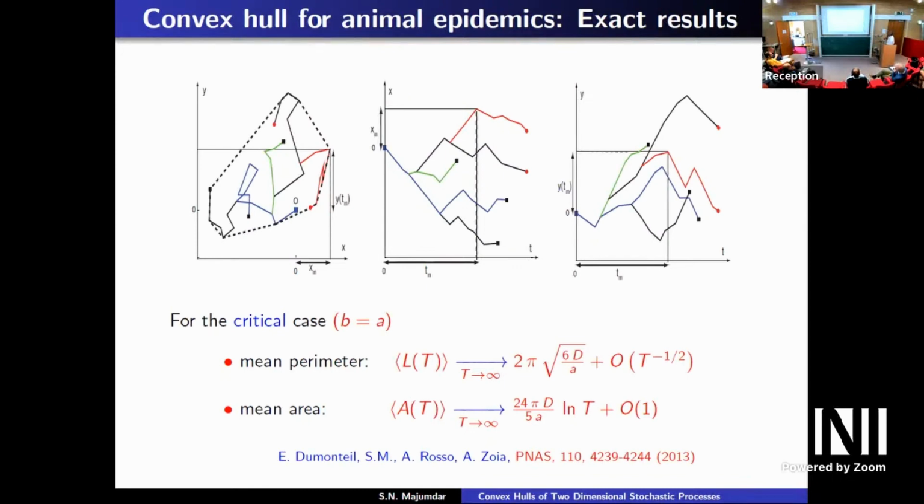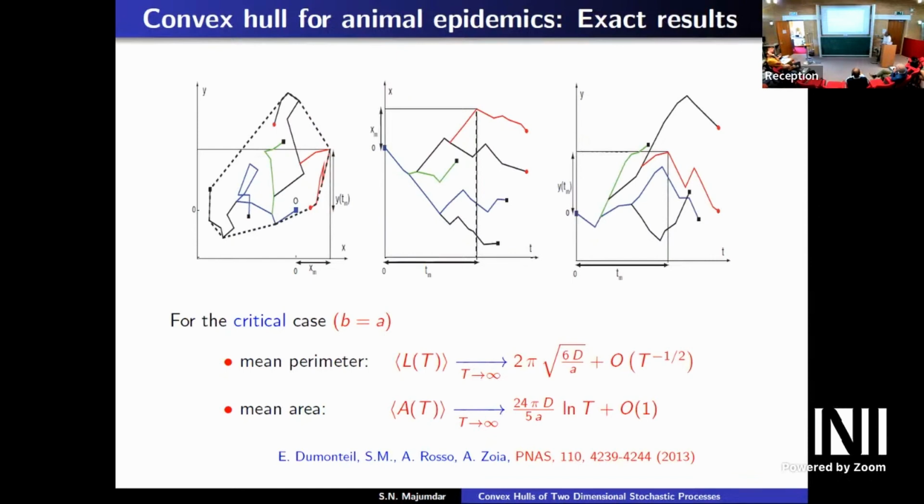But in the critical case, when B equals A, then of course it goes to a steady state, the distribution of the maximum. And so from this we can work out all these results. I'm not showing you the details. So what you find is that the mean perimeter actually goes to a constant in the large T limit, at the critical case. It goes to a constant, but the mean area keeps on growing slowly as log T.